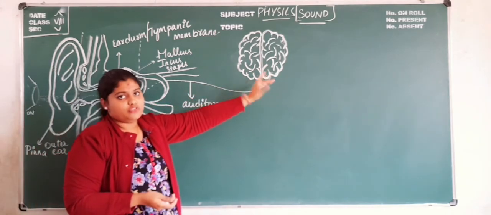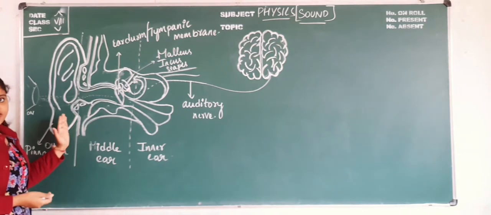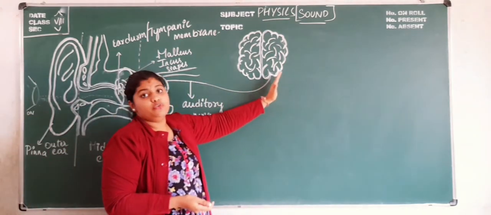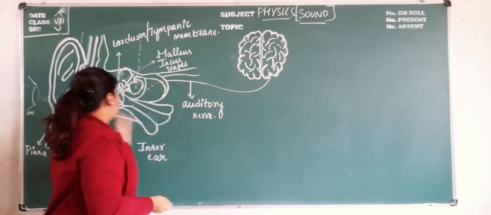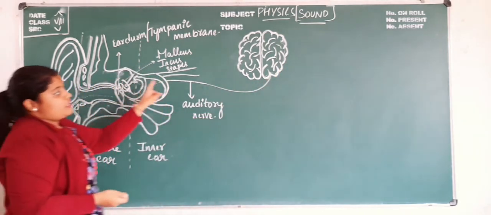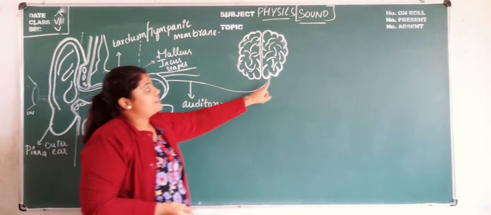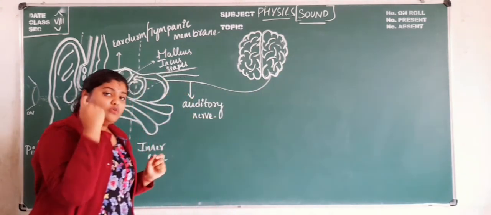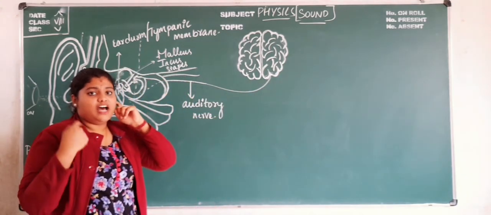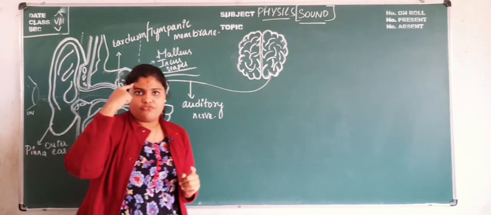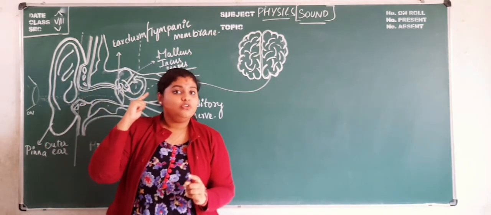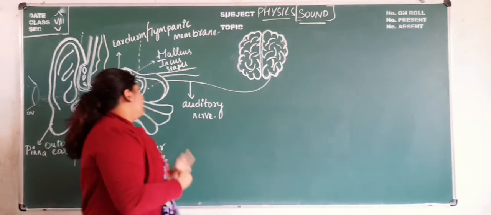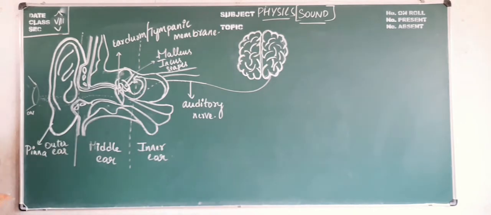So the brain decodes. And there is one more thing. If this is the left ear, the left ear auditory nerves are connected to the right side of the brain. The auditory nerve which is coming out from the left ear is connected to the right part of the brain. So the sound which we hear through the left ear is decoded in the right side of our brain. The sound which we hear through the right ear is decoded in the left side of our brain. So this is the structure of the ear.